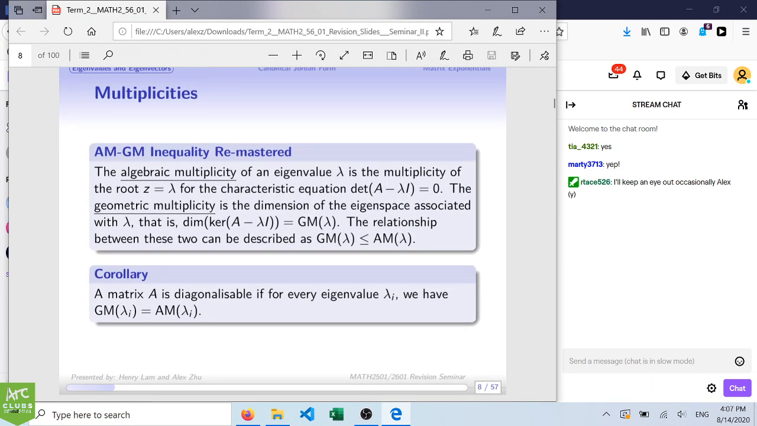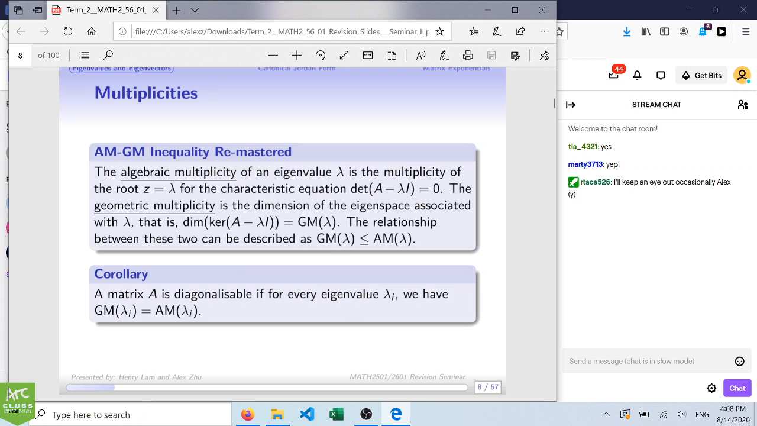This is something called algebraic multiplicity, and essentially there are two types of multiplicity that we want to look at. Multiplicity is basically how many times an eigenvalue appears in a matrix A.